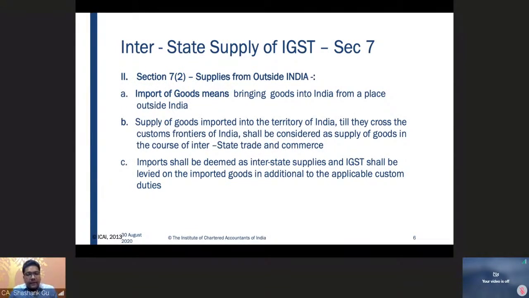Imports shall be deemed as interstate supplies and IGST shall be levied on the imported goods in addition to the applicable customs duty. Now friends, we will discuss this in greater detail when we move on to the customs duty discussion.